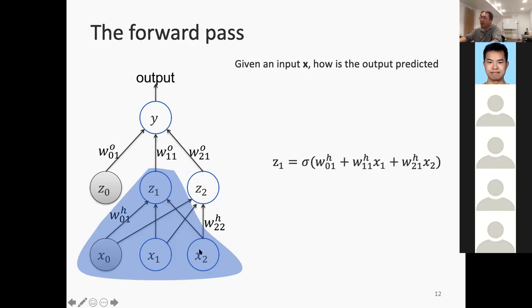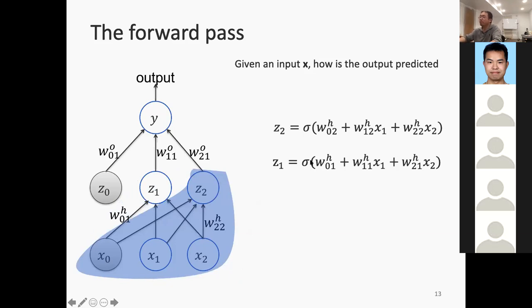because it connects from X2 to Z1, so the subscript is 21, and the target layer is the hidden layer. So W21H is the weight associated with this edge, multiplied with the input feature X2. After we get this prediction score, we apply our activation function. Here we choose sigmoid to get the neuron value Z1. Similarly, we can compute the neuron value Z2.